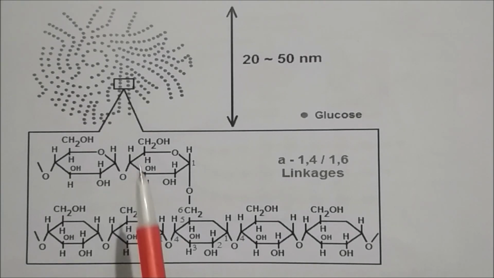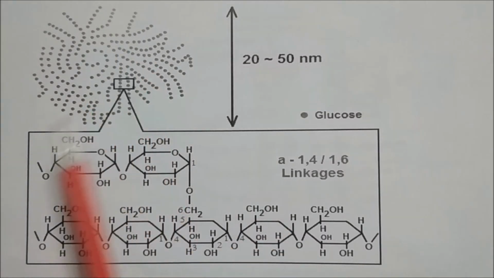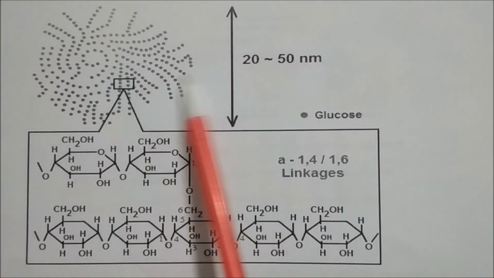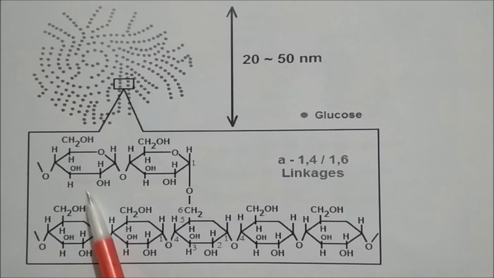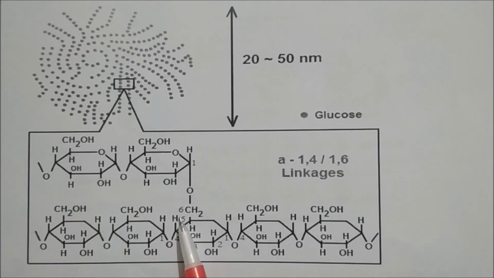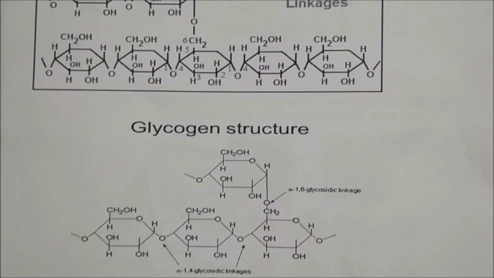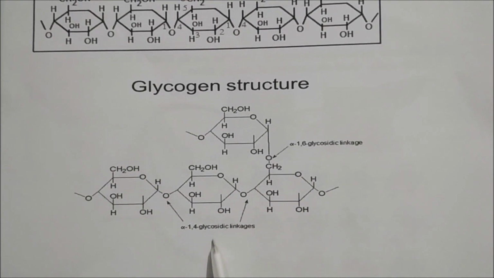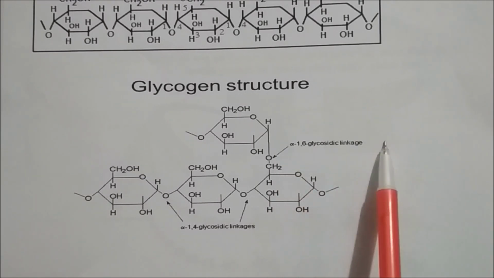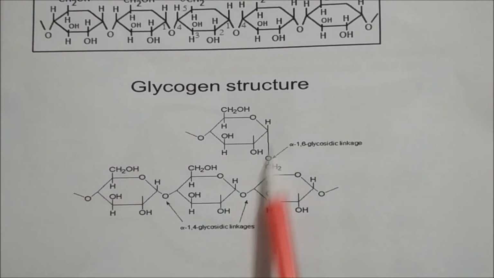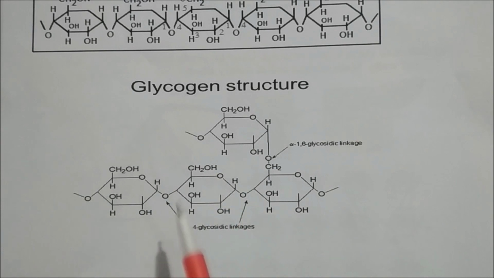So this is the picture of glycogen. Glycogen is more branched. In terms of branch, you can see this is 20 to 50 nanometer in size. So this is the branched molecule of glycogen. Alpha 1,4 and 1,6 linkages are there. And if you see the glycogen structure, here we have again the alpha 1,6 linkage and the alpha 1,4 glycosidic linkage. So I hope you have understood the glycogen structure.